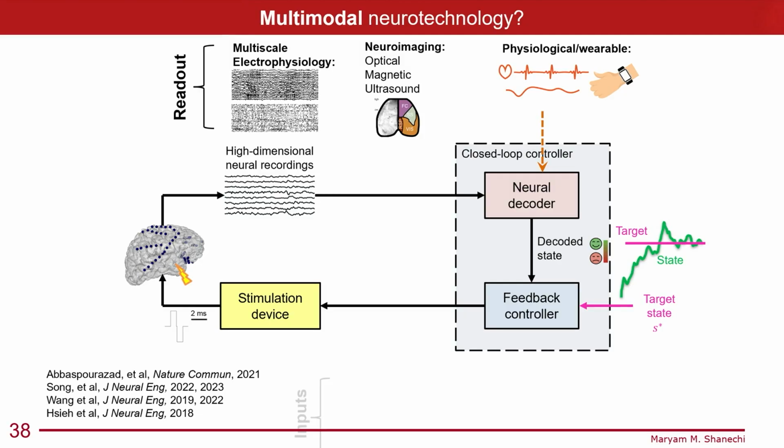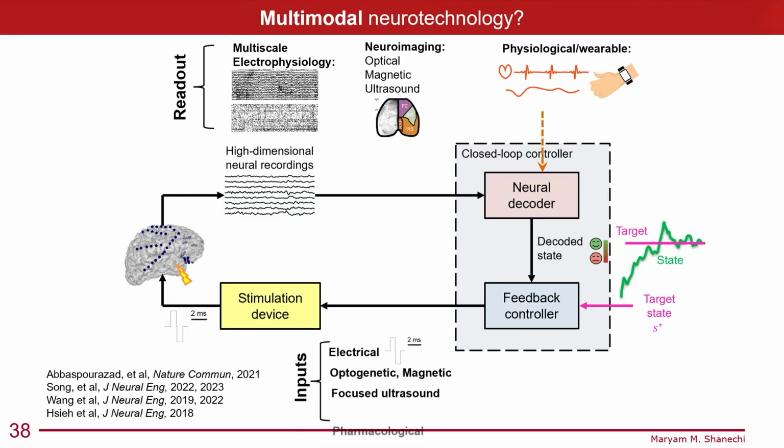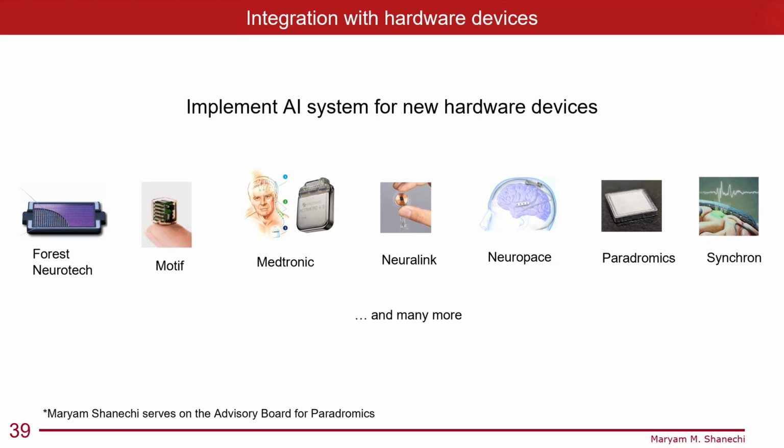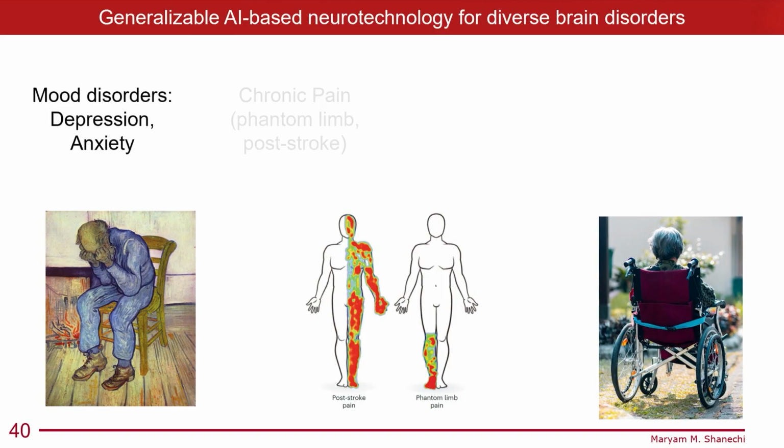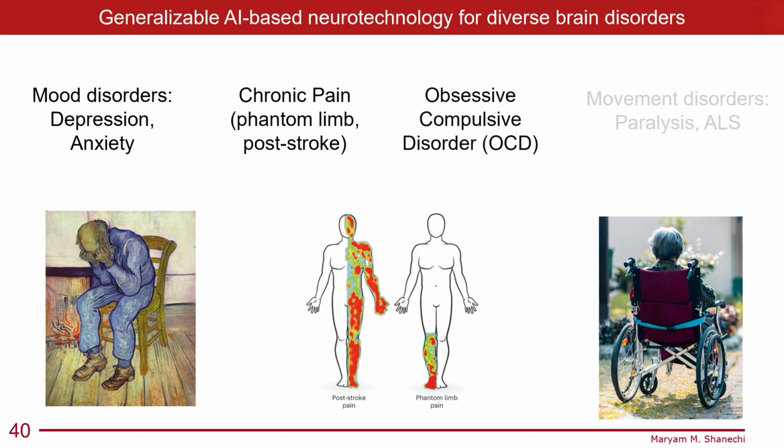We're also interested in multiple modalities of input, for example, electrical, optogenetic, focused ultrasound, or even pharmacological intervention to build these closed-loop neurotechnologies for treatments. And because they're multimodal, we're hoping that they can seamlessly extend across a variety of hardware devices, as well as a variety of brain conditions, whether you're talking about mood disorders, chronic pain, OCD, or movement disorders and paralysis.